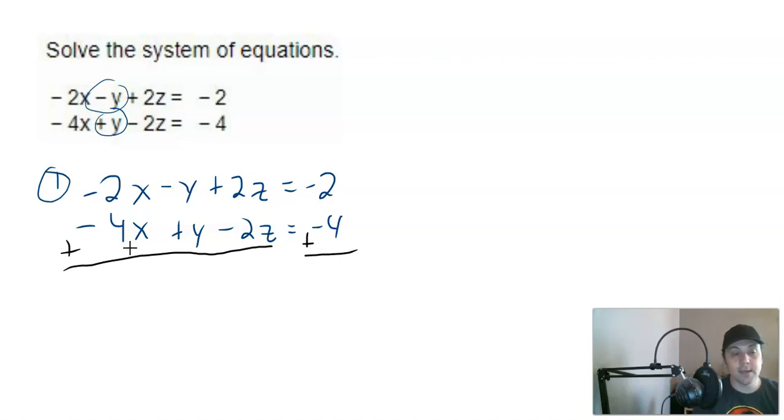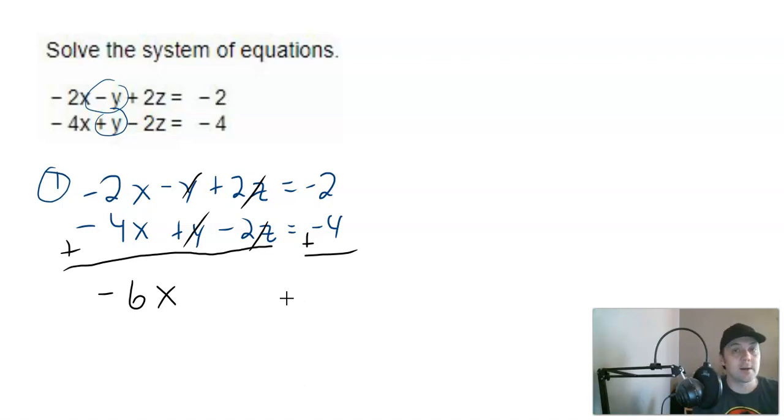You get negative 2x minus 4x. That'll be negative 6x. The y's cancel out, as we were prepared for. But maybe what we didn't prepare for, because we weren't really looking at it, is that the z's also cancel out. So that's a bonus, right?